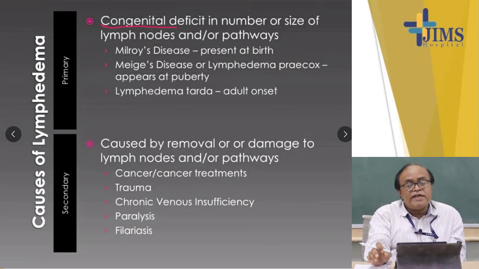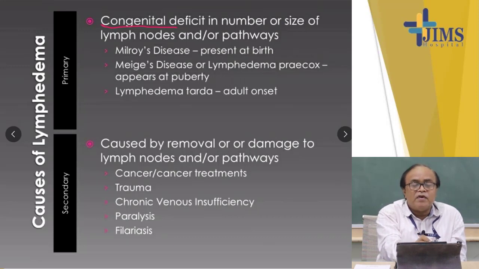That is called Milroy's disease. A child may be born with edema at birth, or there may not be total insufficiency but a partial one, and it appears slowly, gradually. That is called lymphedema praecox, which appears at puberty. Or it may present in adult life, and that is called lymphedema tarda.